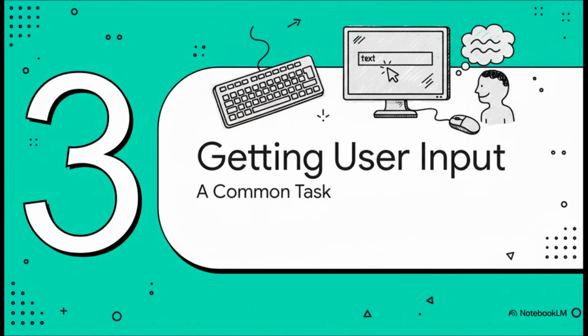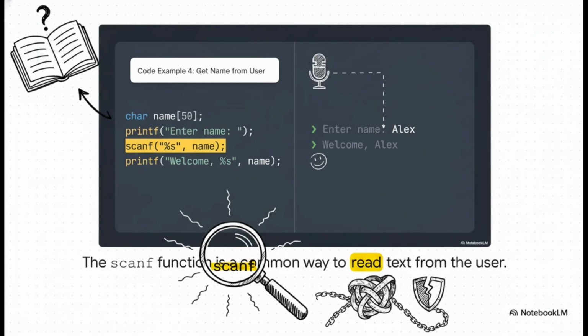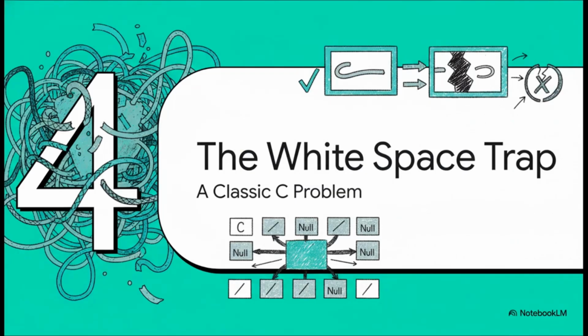All right, let's put this into practice with something we do all the time, getting input from a user. Okay, so you use scanf. Seems simple enough. You make some space for a name, you ask the user to type it in, and scanf puts it in the right spot. And hey, if they type Alex, it works perfectly. But, and this is a big but, this is where so many people fall into a classic C trap. Seriously, if you've ever tried to get a full name from someone like John Doe and your program just completely freaked out or did something weird, this is almost certainly why.